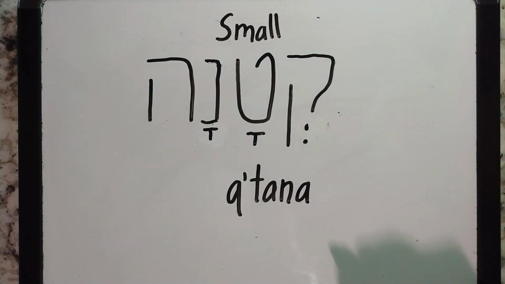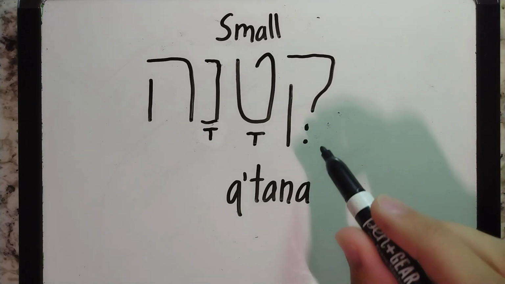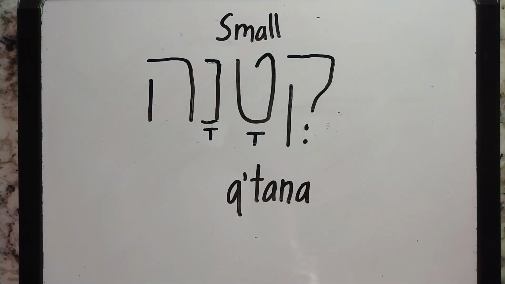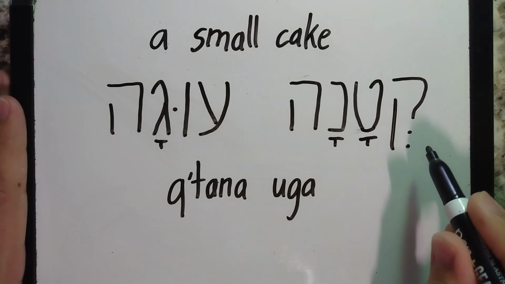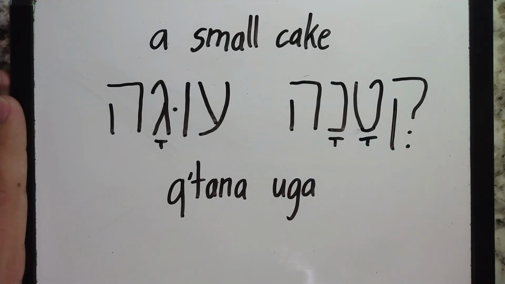So, the feminine singular form of katan is katana, which we will use to describe uga, which is a feminine singular noun. So now we have all the Hebrew words. There is no Hebrew word for a. The Hebrew word for cake is uga, which is a feminine singular noun, and so we need a feminine singular form of the adjective small, which is katana, to agree with that noun.